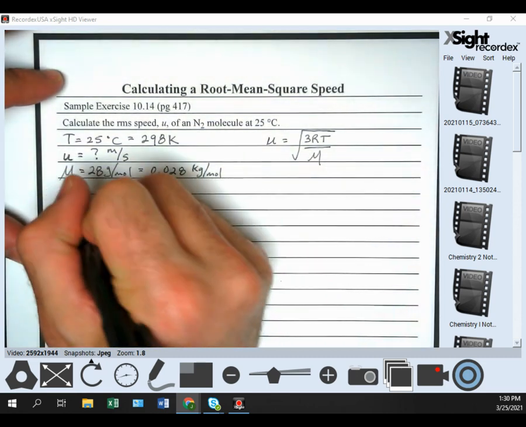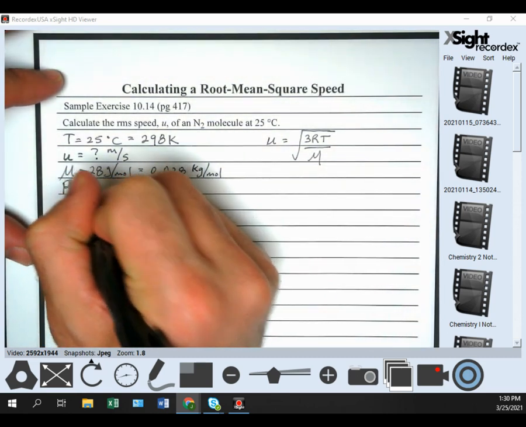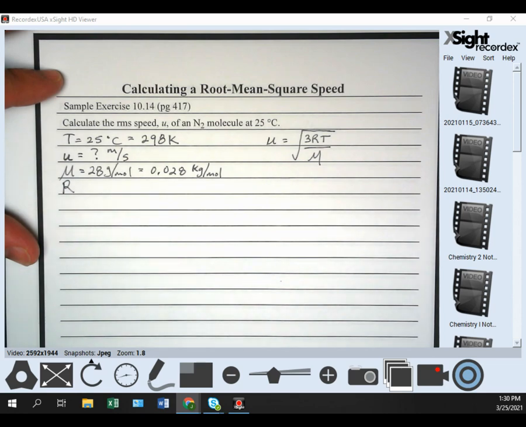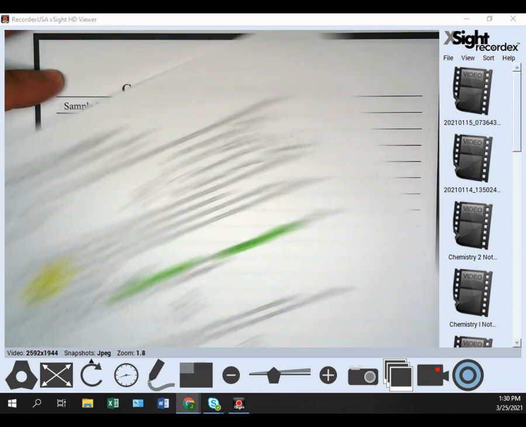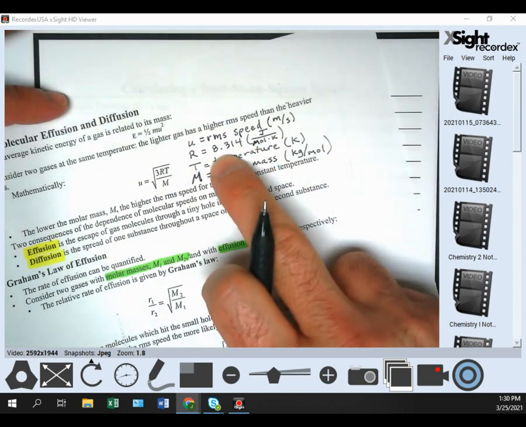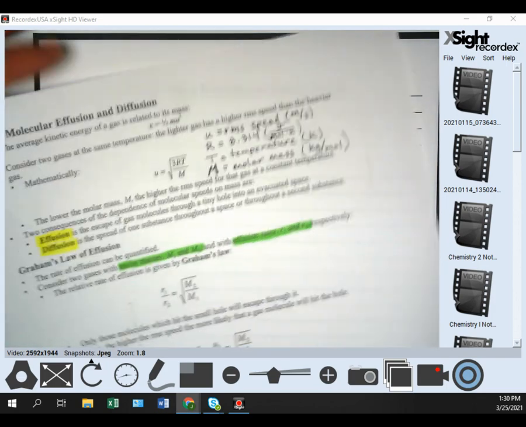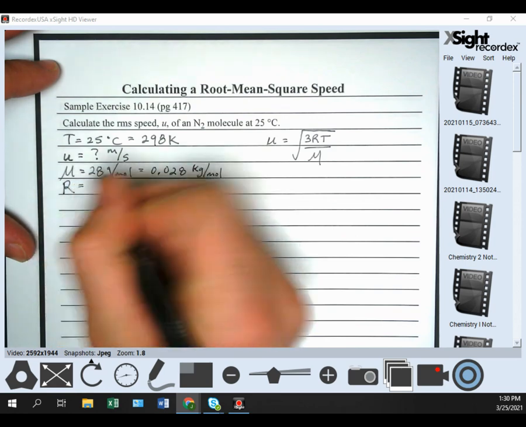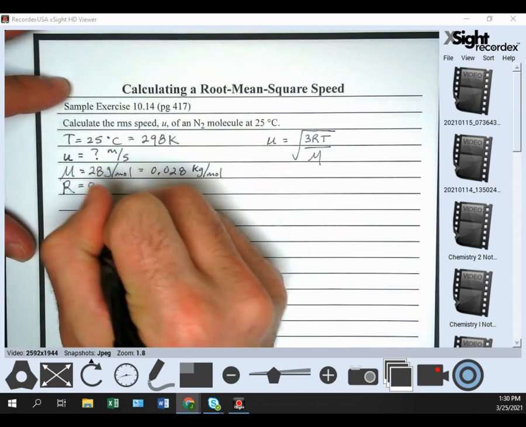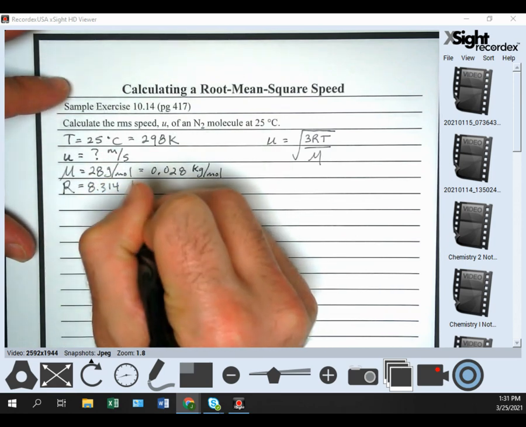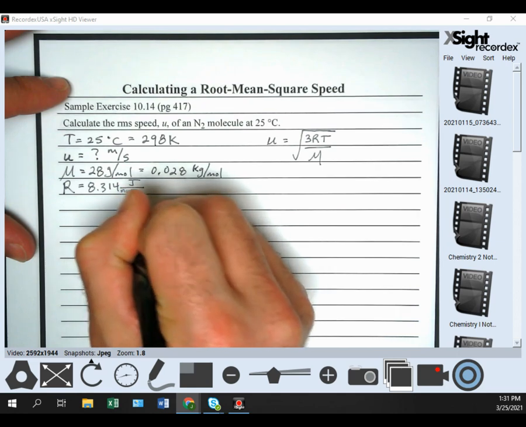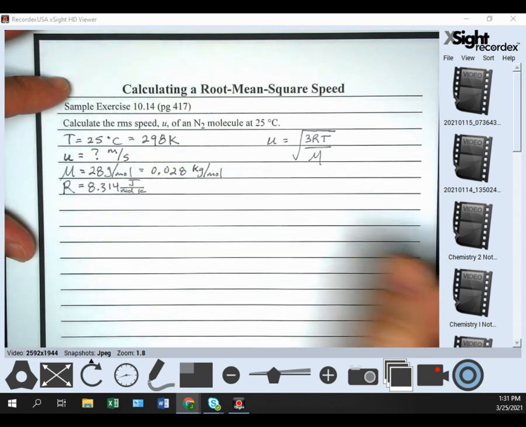Let's see. We need an R factor. So we're going to use the same R factor unless they give us some really weird labels. But usually for this one we're always going to use the R factor. That's the 8.314 joules over moles K. And now it really just becomes plug and chug.